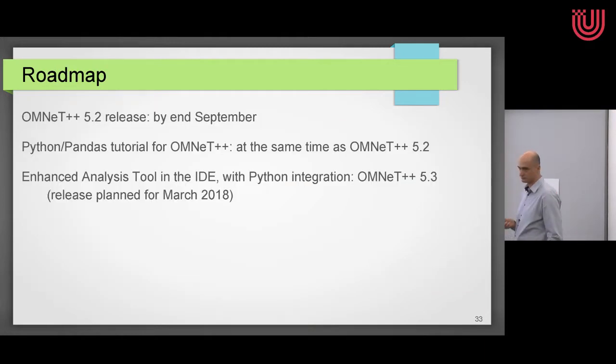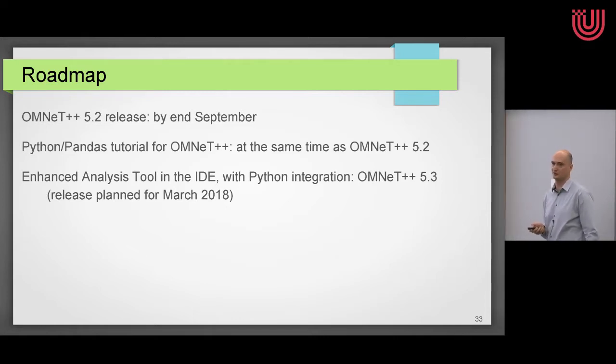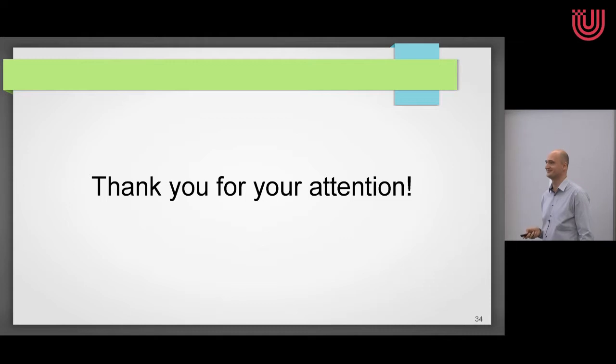So what is our immediate roadmap? The 5.0 release will be done within a few weeks after the workshop, but it will not yet contain the new UI, but it will contain the tutorial and the exporters necessary to use the Python pandas functionality. And the enhanced analysis tool can be expected for OMNeT 5.3, which is like March next year. So this concludes my presentation, so thank you.